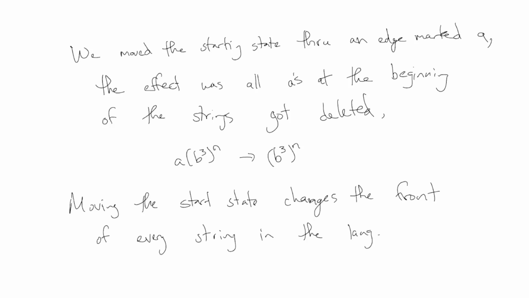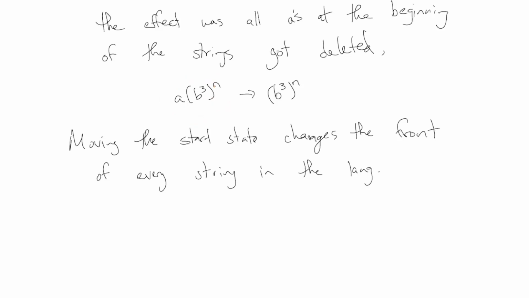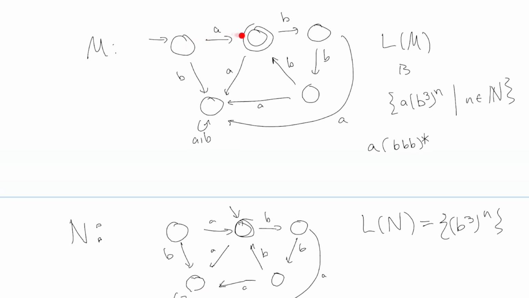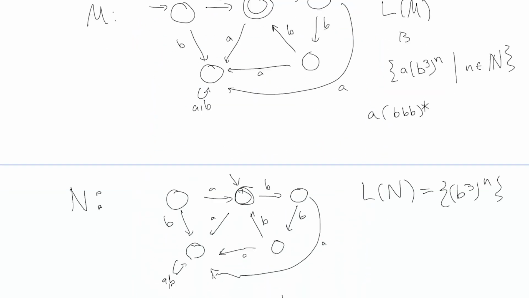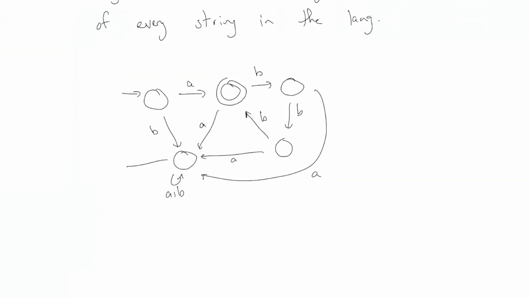All right? In this example, we started with strings like this, and I pushed the starting state through an A, and I ended up just deleting that A. What if I go back to this example here? What if instead of moving the starting state here, I moved it down here? Can we say what would happen then? I'm going to copy and paste. I hope you don't mind. What if instead of there, I moved it to there?